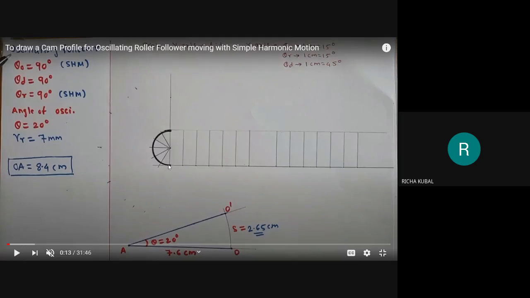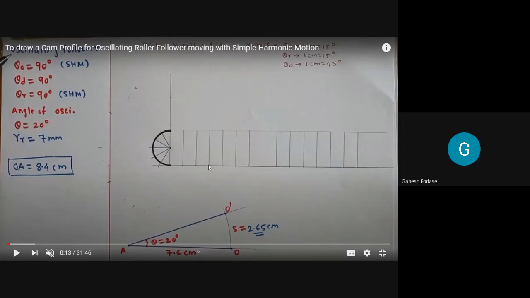6 centimeter. So for theta O and theta R, this 90 degree on the x-axis is represented by 6 centimeter. So theta O is equal to 6 centimeter, theta R is equal to 6 centimeter, and the dwell period in between is again 90 degree. But for that dwell period, as there is no follower motion, we just take a different scale. 1 centimeter is equal to 45 degree. And as 1 centimeter is equal to 45 degree scale for the dwell period, that distance is 45 into 2, that is 90. So it is 2 centimeter. So 6 centimeter for rise, 2 centimeter for dwell, and again 6 centimeter for return stroke.